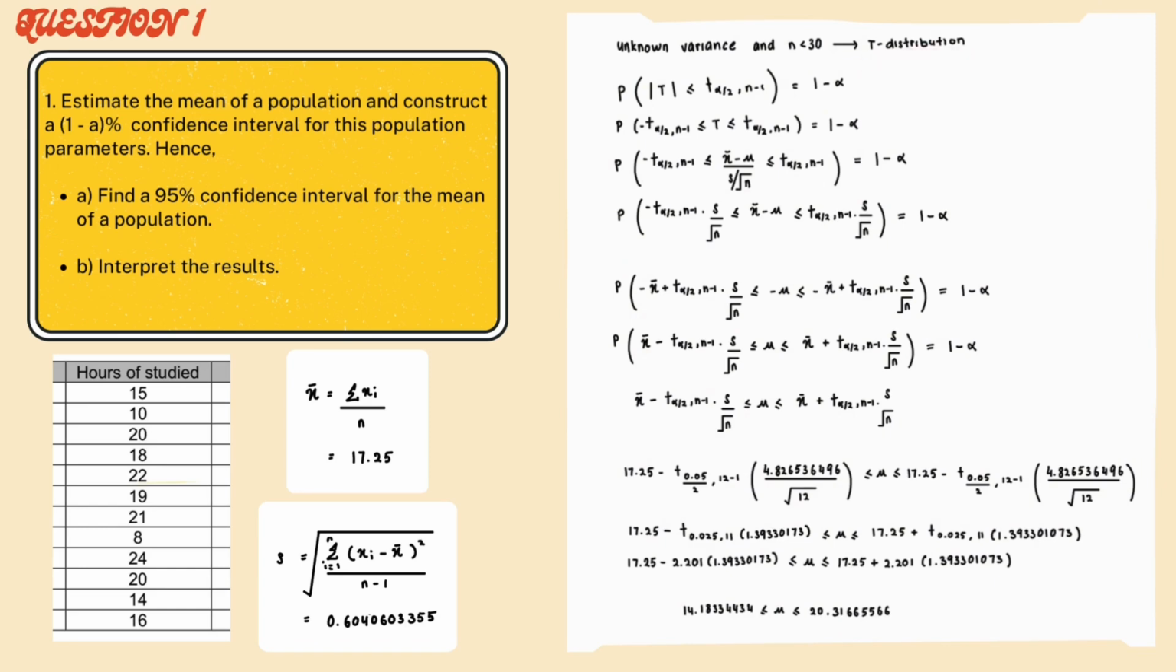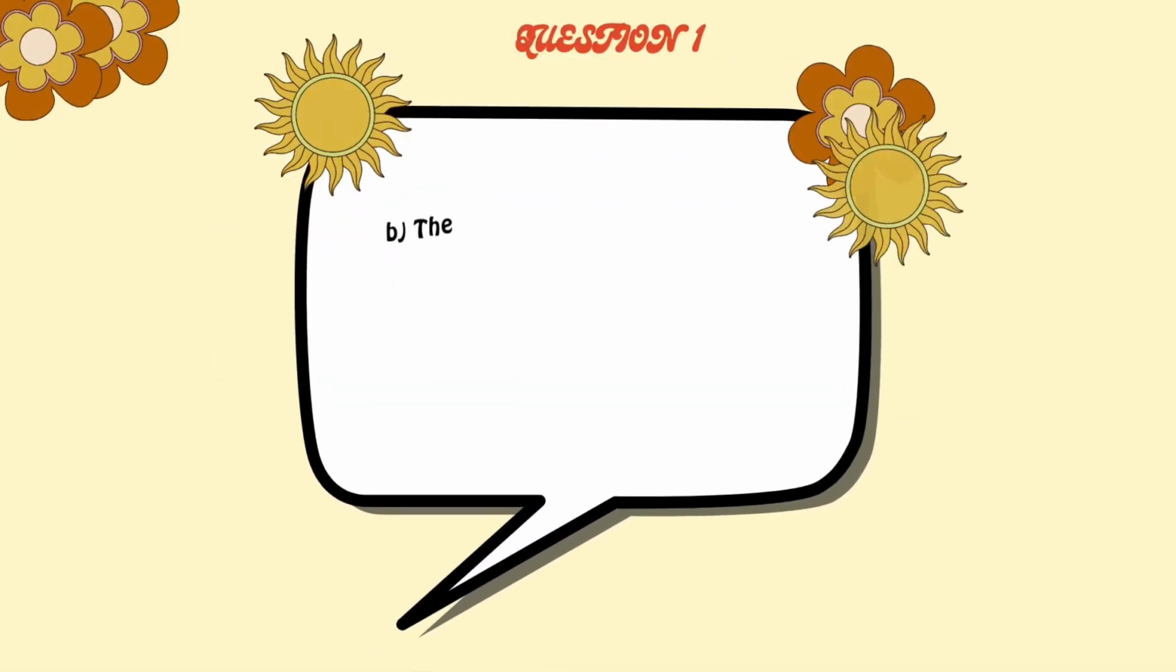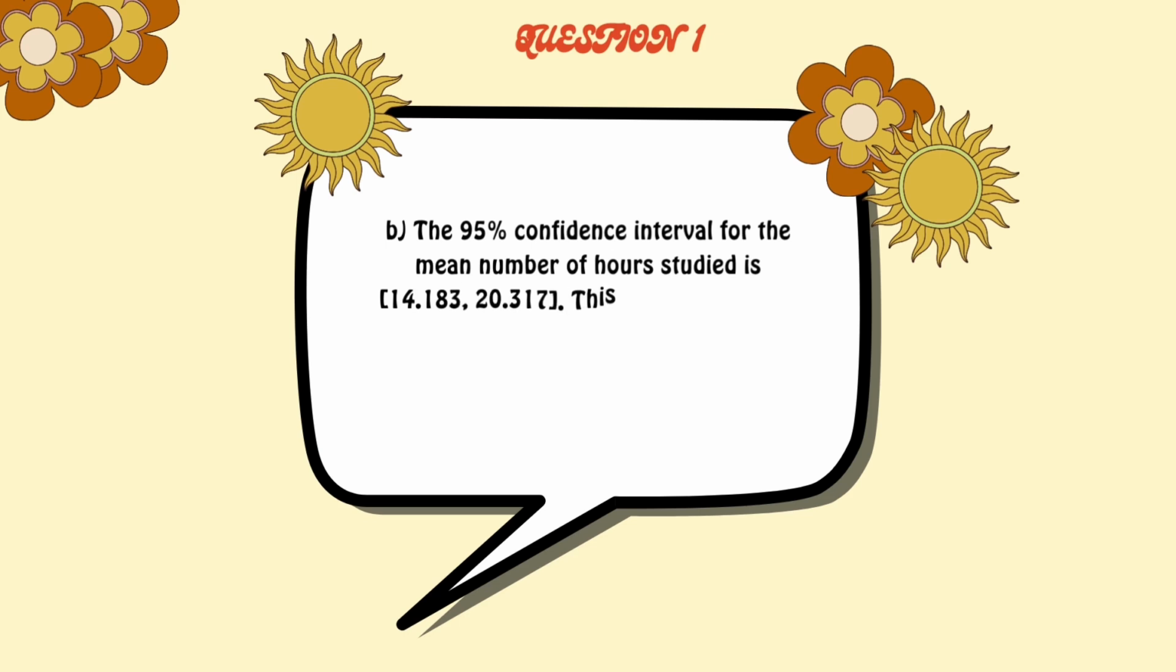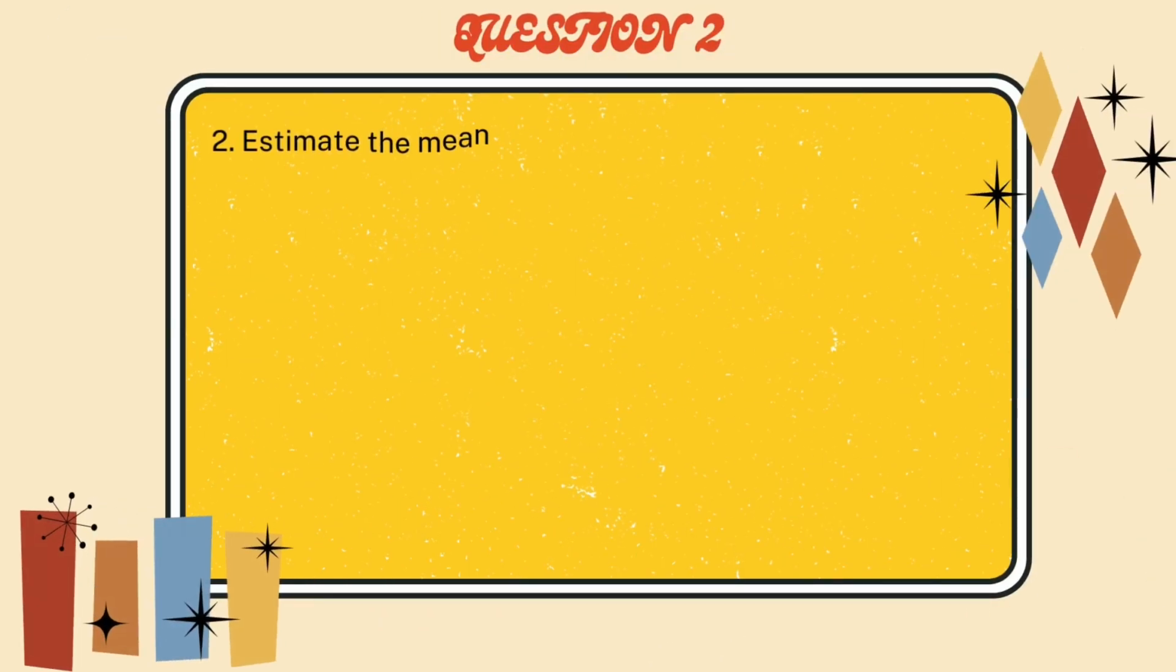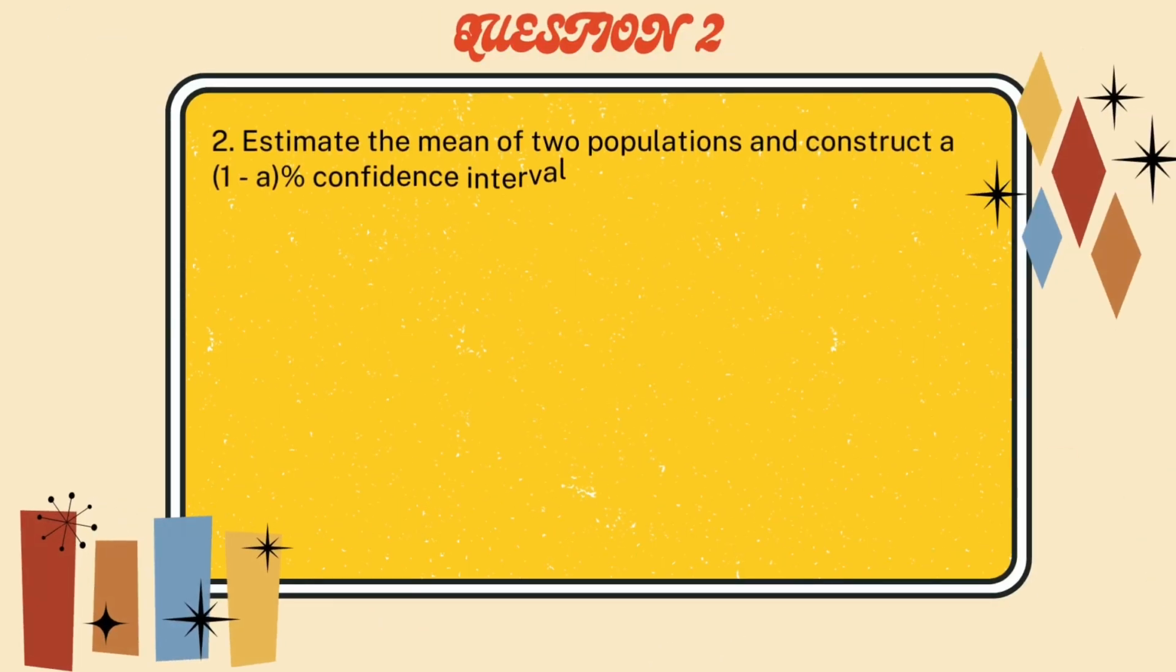First, we have to simplify the equation to make the mean the subject until you get this. To answer question A, we need to find the alpha for a 95% confidence interval. Alpha equals 0.05. Now, we can substitute the x bar, alpha, and s value in the equation, and then solve it until you get the mean. We are 95% confident that the true mean number of hours studied by the population lies between 14.1833 and 20.3167.